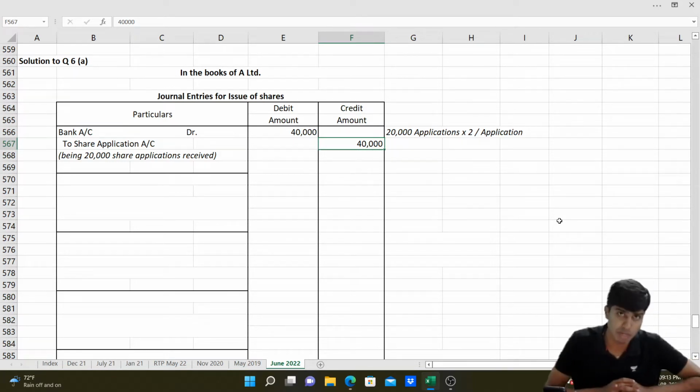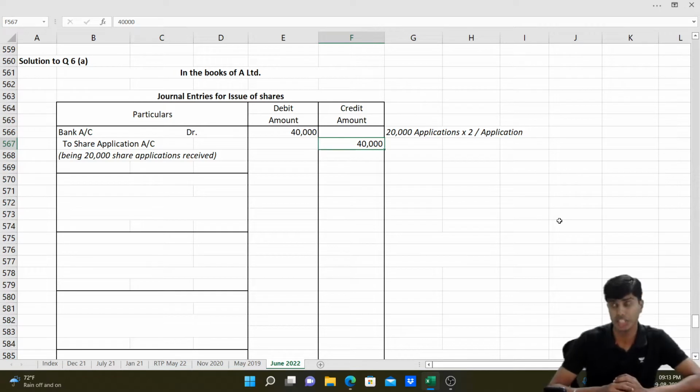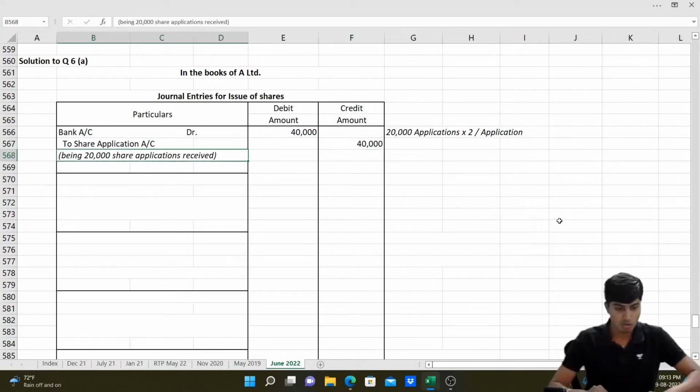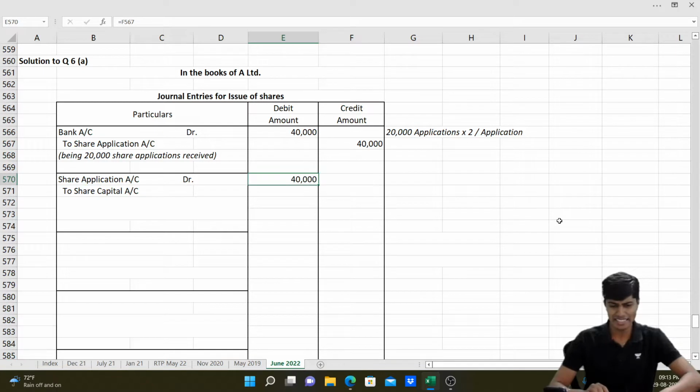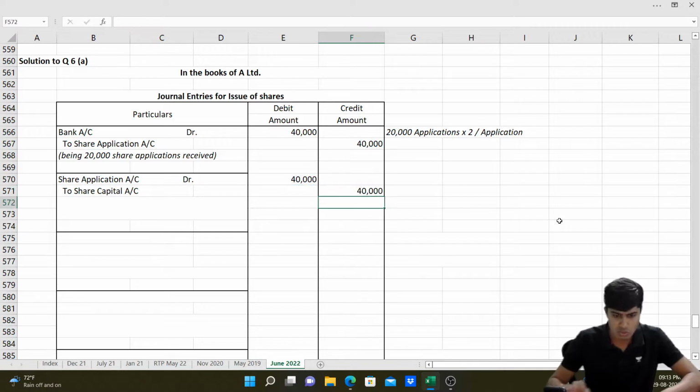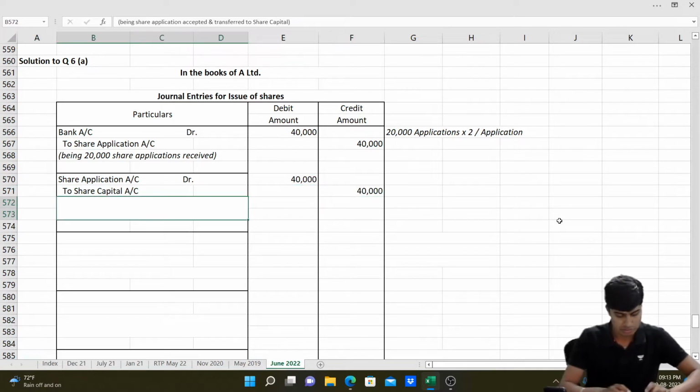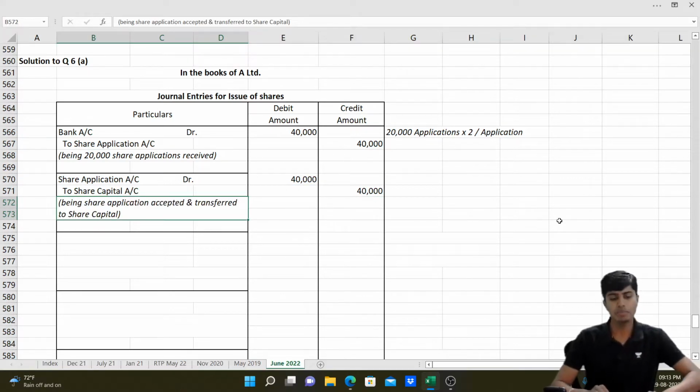Whenever I post this money from share application account debit to share capital account, the journal entry will be share application account debit to share capital account. It is at entire same money, 40,000, 40,000. Yeah, because there is no over subscription, there is no under subscription. Being share applications accepted and transferring the share application money to share capital. Dates are not there. You would love this part.